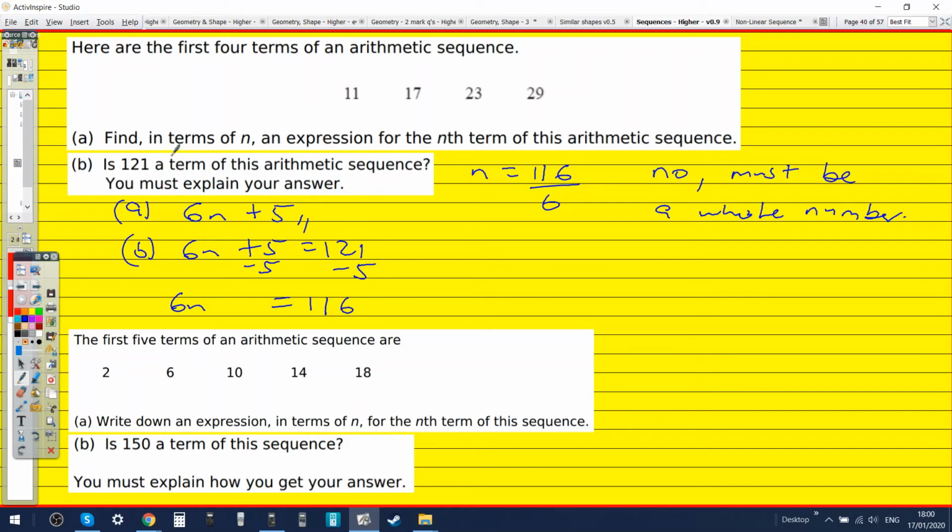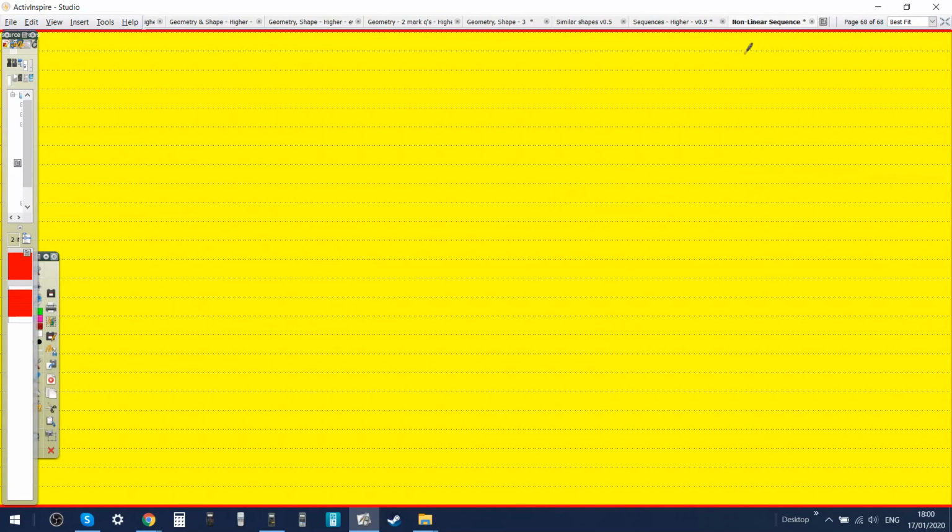To see if something is in the sequence, you make the nth term equal to that number and solve it. If n is a whole number, it's in the sequence. If n isn't a whole number, it's not in the sequence. And those are the main questions for it.